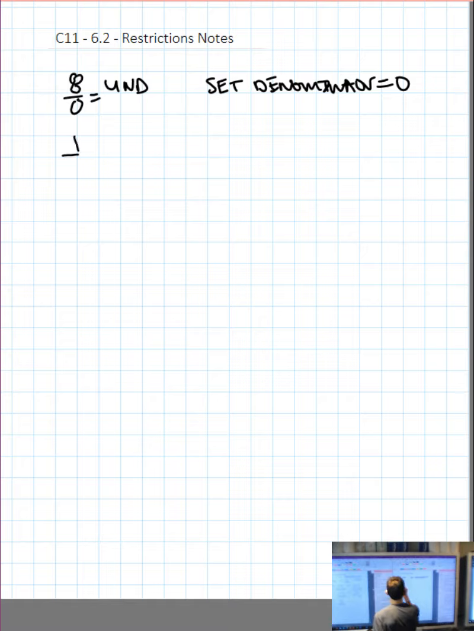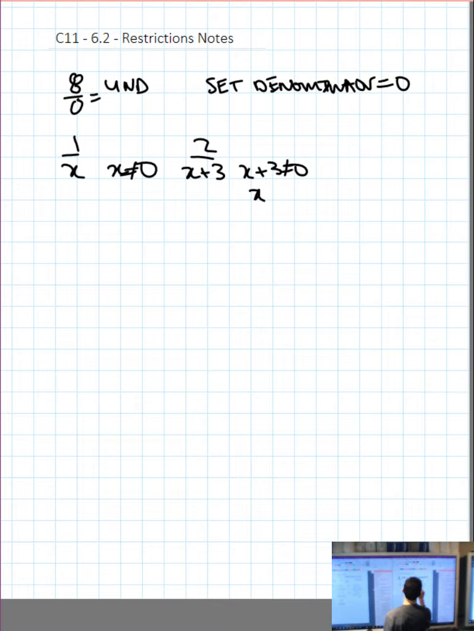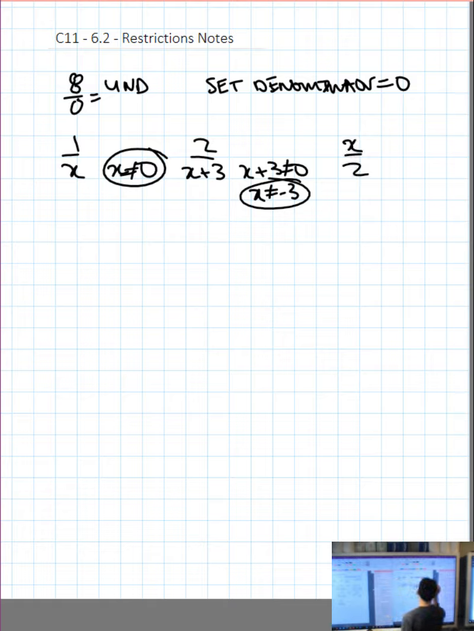So if I have 1 over x, x can't equal 0. Whatever the denominator is, that can't equal 0. 2 over x plus 3: x plus 3 can't equal 0. Minus 3 from both sides, x can't equal negative 3. Circle your answers. If I, for example, have x over 2, well, there's just no restrictions because there's no variable on the bottom.